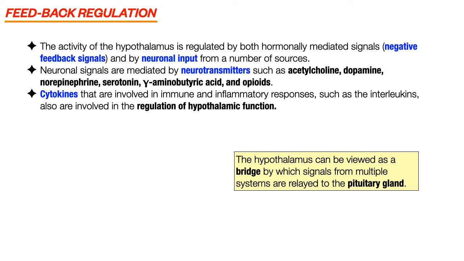The hormone releasing actions of the hypothalamus need to be controlled, and this is done by negative feedback from the hormones and a variety of other neural inputs. These neural inputs are produced through neurotransmitters like you know them from neurology: acetylcholine, dopamine, norepinephrine, serotonin, gamma-aminobutyric acid, and opioids. Also, interleukins modulate the hypothalamus. You know, those are chemicals released in inflammation. So the hypothalamus is basically a bridge that canalizes multiple signals to the endocrine system.